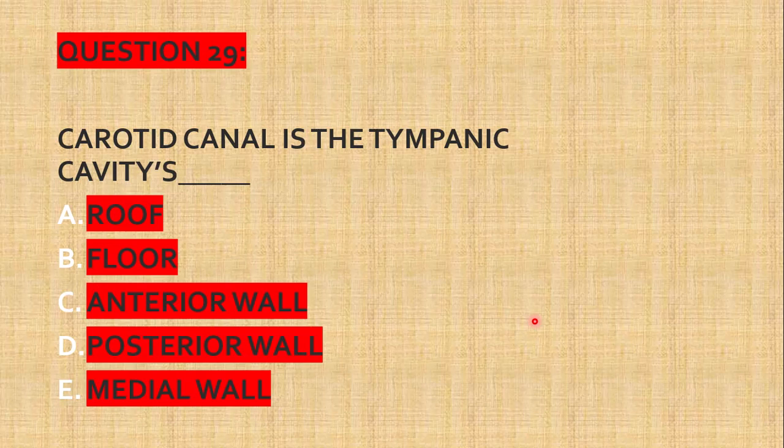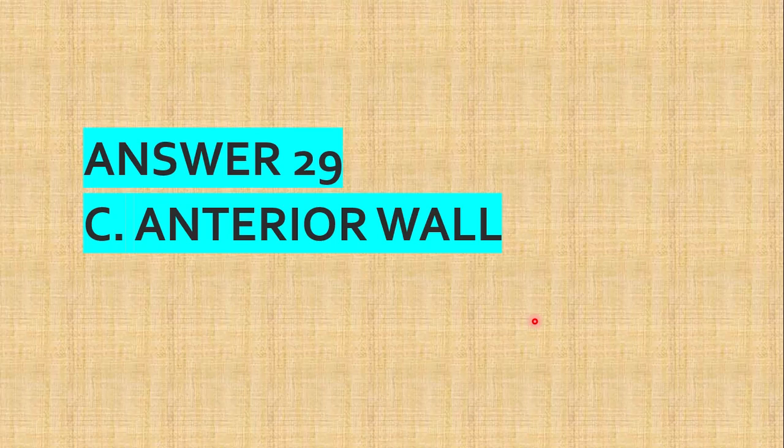Question 29. Carotid canal is the tympanic cavity's dash. A. Roof. B. Floor. C. Anterior wall. D. Posterior wall. So the carotid canal forms the anterior wall of the tympanic cavity. And option C is absolutely correct. Option C is the answer to the question.